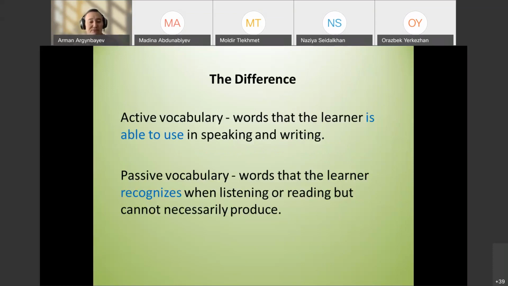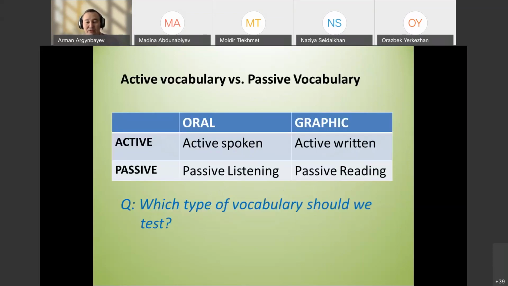So here's the difference. Active vocabulary is the one that learner is able to use in speaking and writing. Passive, the one that he can recognize, and he doesn't have to necessarily produce them. All right. So here we have oral and written vocabulary, active and passive. It's like passive listening and passive reading as well.